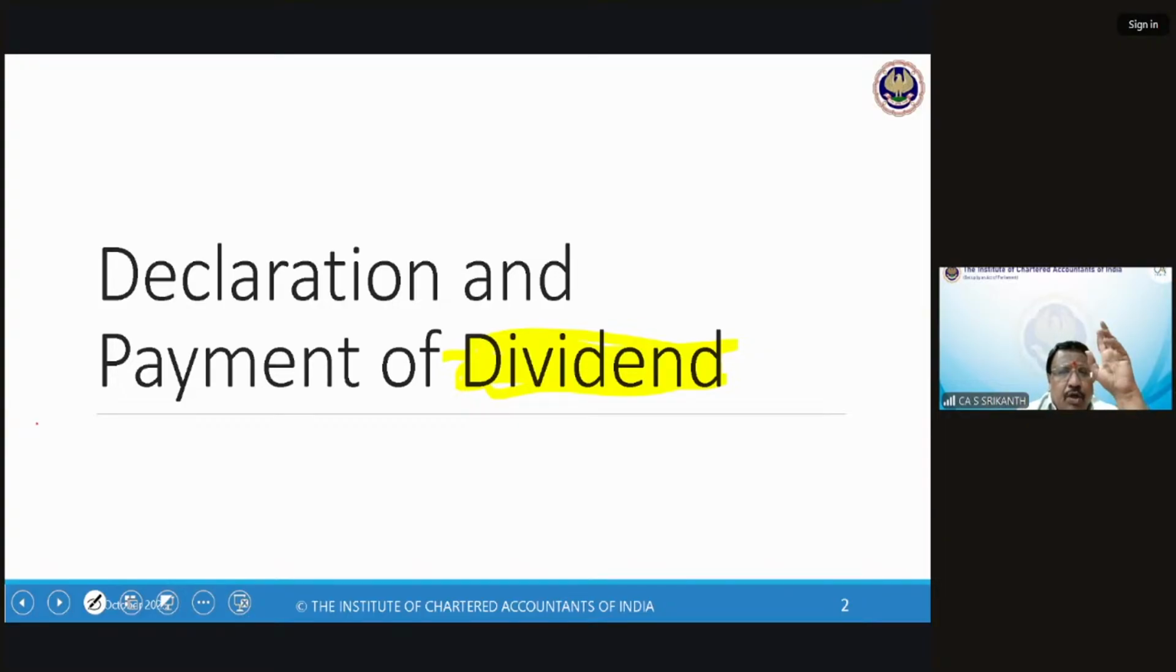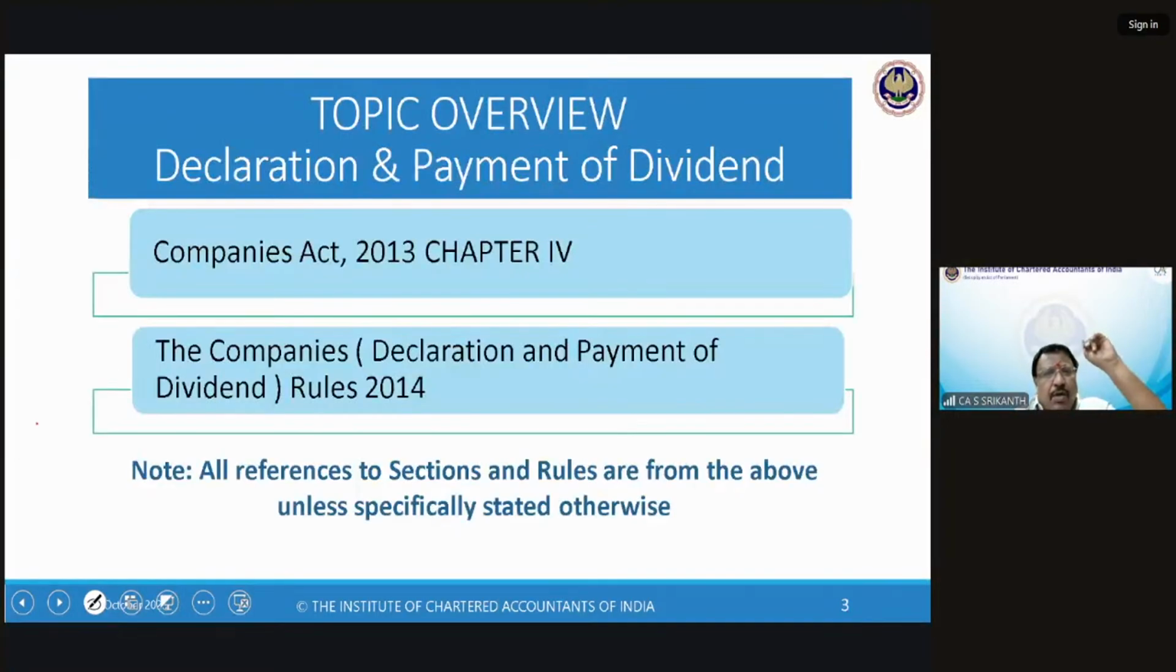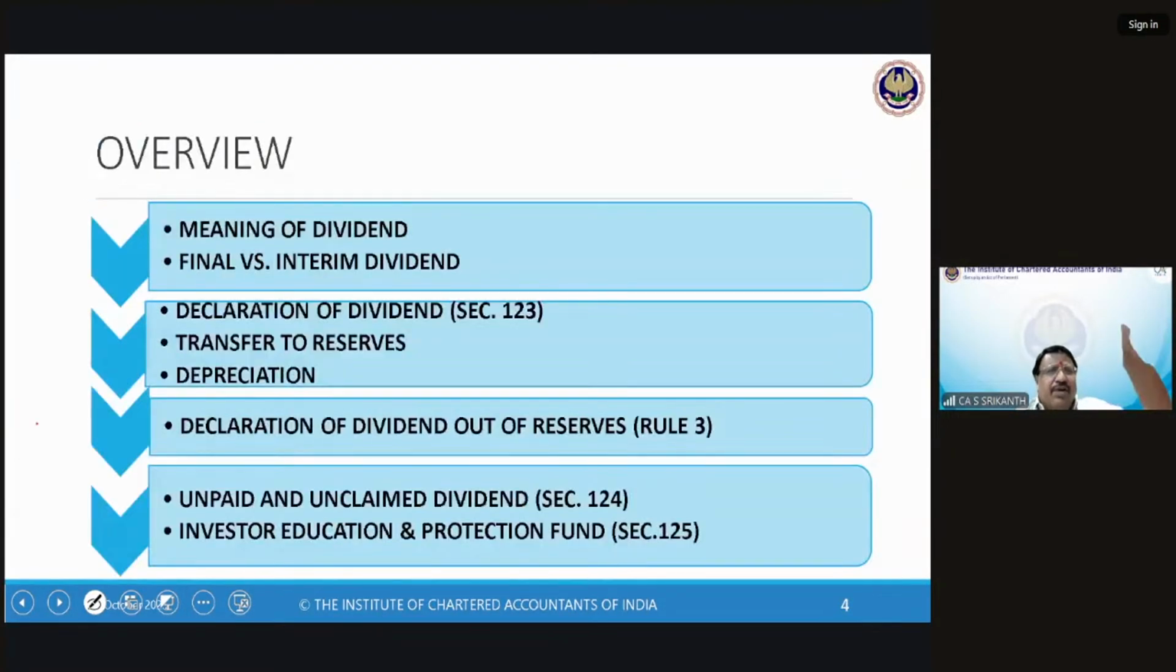Like this, you will find there are many situations where the law prohibits declaration of dividend out of capital. So dividend should always be declared only out of profits. Either the profits of the current year or the profits of the previous year, which is there in the P&L account, or the profits transferred to reserves. It could be any one of these, but it should be only out of either current profits or past profits.